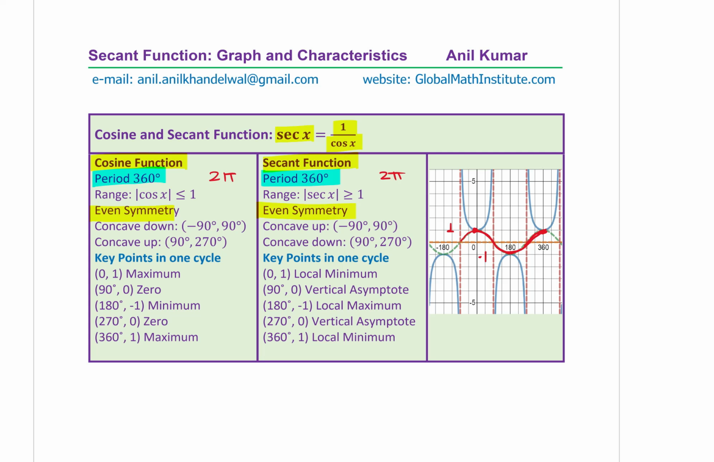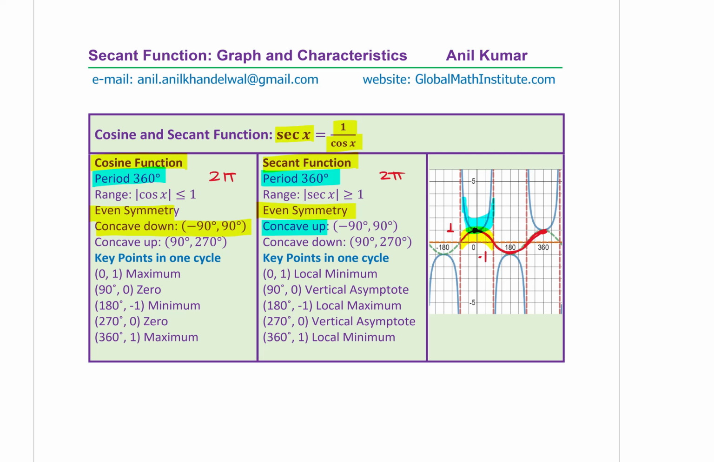Now let's look into concavity. As you can see here, this part of the graph is concave down, right? So concave down between -90 to +90. However, the secant graph in the corresponding period is concave up, right? So that is concave up. In the other half, what we see is that the concavity is concave up for cosine, but concave down for the secant.